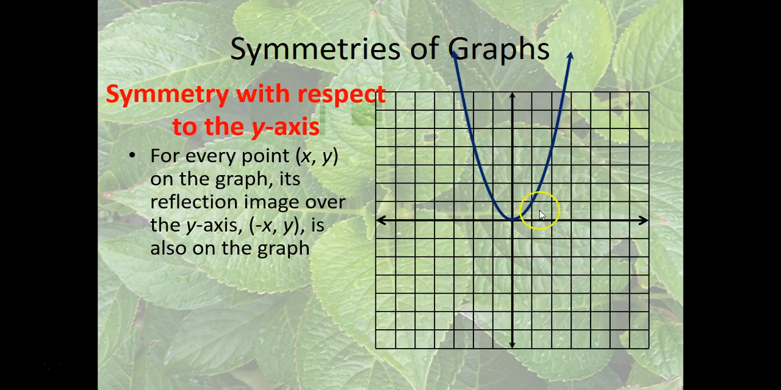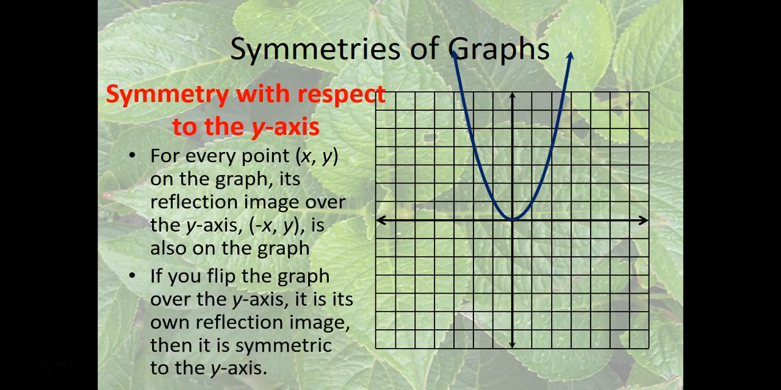So for us, for every point x, y on the graph, its reflection over the y-axis is also on the graph. So if we take a look here, we have the ordered pair 1, 1. The opposite of 1 is negative 1. Well, negative 1, 1 is on the graph. We have the point 2, 4. If positive 2, 4 is on the graph, and it's symmetric to the y-axis, then negative 2, 4 should be on the graph. That's what we're talking about with this. So we've got 2, 4, we've got negative 2, 4. Now, if we were able to spin this, pace yourselves, if you flip this graph over the y-axis, its own reflection image is on itself.